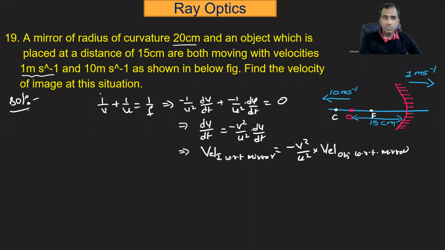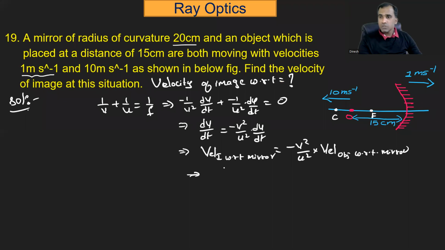When they're asking velocity of image, they're asking about velocity of image with respect to ground. Here, whatever they have given is object velocity with respect to ground. But in the substitution, v and u are the displacements with respect to the mirror. So the velocities that we are going to have in this formula are the velocities with respect to the mirror. Mind that. So velocity of image with respect to ground is what they are asking us.